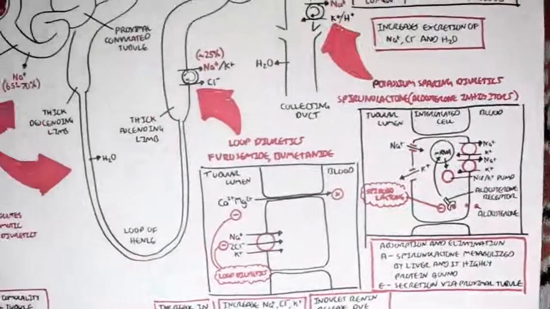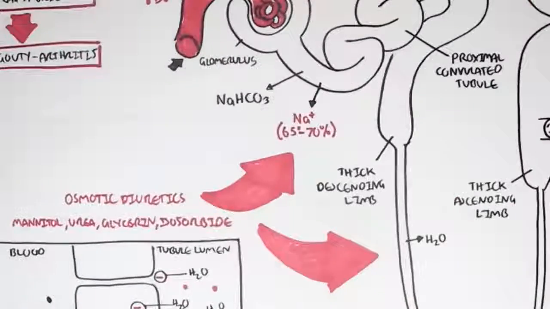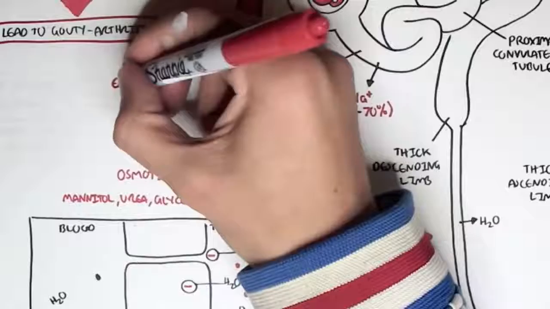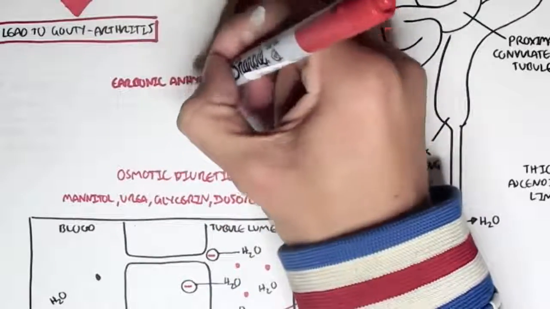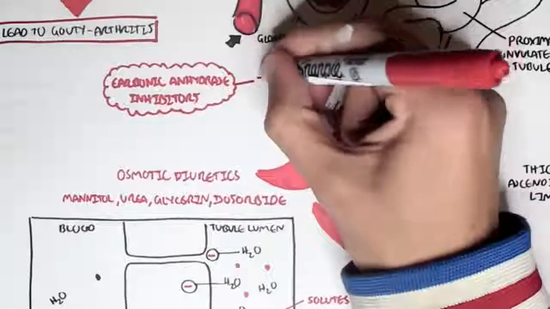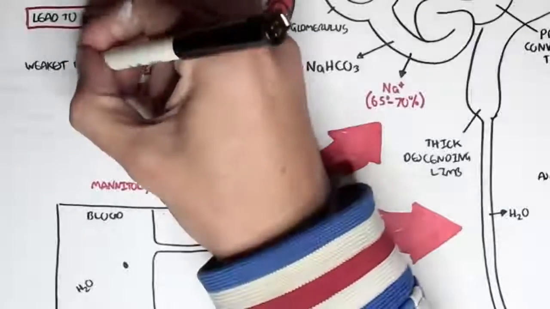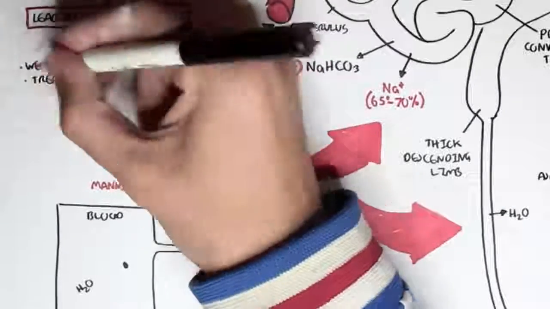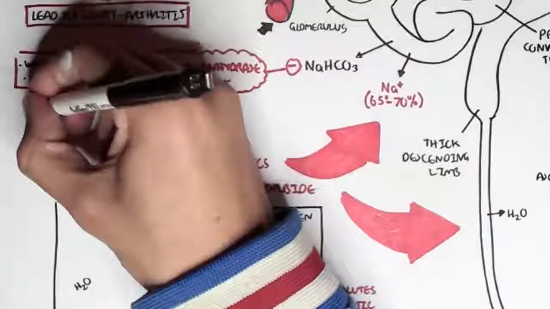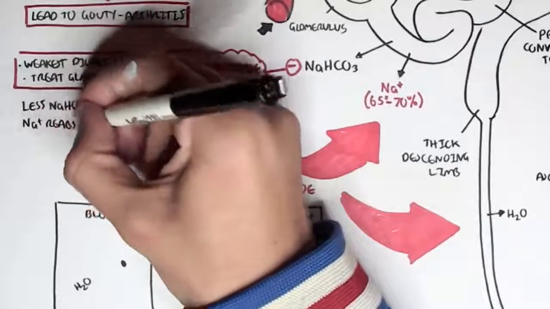Finally, there's another type of diuretic, which is essentially the weakest diuretic, and these are the carbonic anhydrase inhibitors. And they work at the proximal convoluted tubules, and they prevent the reabsorption of sodium bicarbonate. As I mentioned, they are the weakest diuretics, and they're used to treat glaucoma, for example. How they work is that they prevent the reabsorption of sodium bicarbonate, which means that less sodium will be reabsorbed and therefore decrease blood pressure.